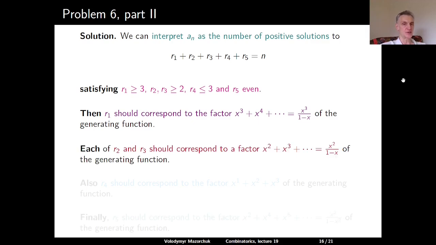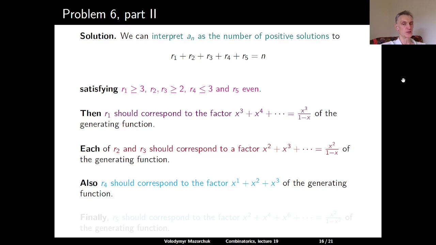For R2 and R3, we have similar factors, but they should start from x to the power 2 because R2 and R3 can be 2, 3, and so on. So the corresponding factor should be x to the power 2 divided by 1 minus x. For R4, possible solutions are 1, 2, and 3 possible values in the solution.